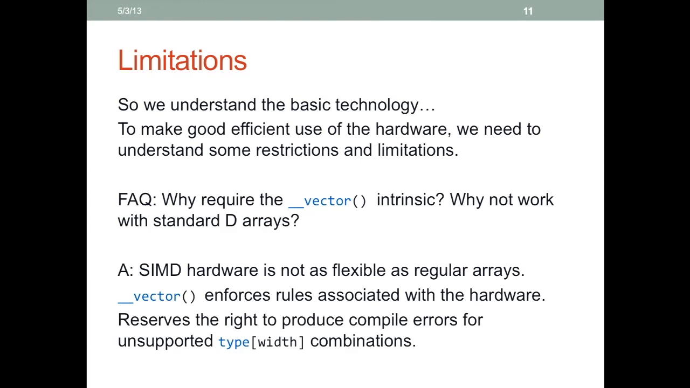To make good efficient use of the hardware, we need to understand some restrictions and limitations of the hardware. And this is a question that constantly comes up. Why do we require this __vector intrinsic at all? Why don't we just optimistically, or opportunistically rather, apply SIMD optimizations to small array operations in D, let's say? And the answer is that the SIMD hardware is nowhere near as flexible as regular D arrays, and the __vector intrinsic enforces all the rules associated with the hardware and reserves the right to produce compile errors for unsupported types and operations.